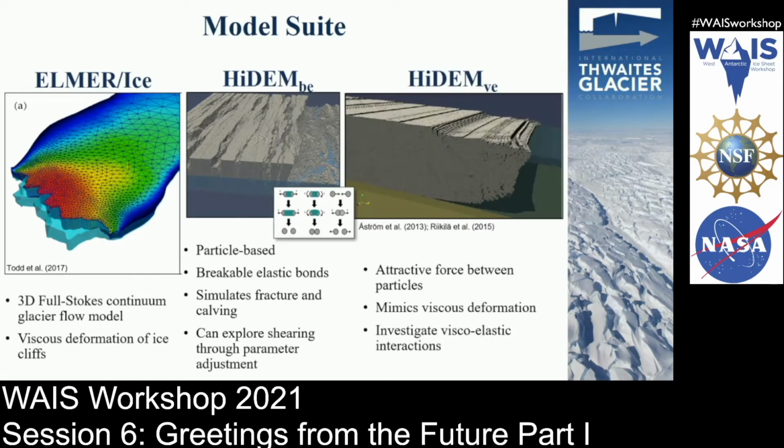Our final model is HiDEM VE, and this is the brittle viscoelastic implementation of HiDEM, and we employ it on its own to investigate viscoelastic flow and ice cliff failure. In HiDEM VE, particles are still connected by breakable beams, so it still captures that brittle elastic component of ice deformation, and attractive forces applied to adjacent particles mimic viscous deformation.